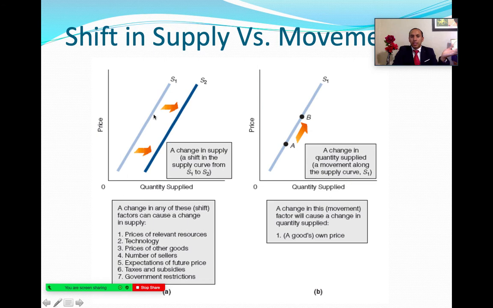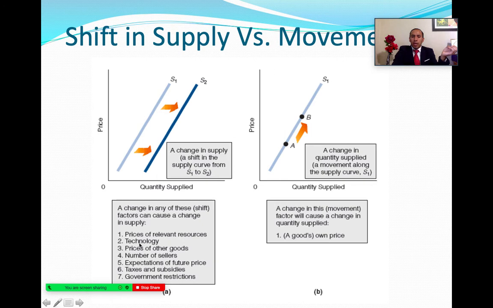But what creates this shift entirely from S1 to S2, a change in the supply curve entirely, has to do with several things. We can have resources, price of resources. If they become more cost effective, then supply of that product increases. It increases in a positive direction.